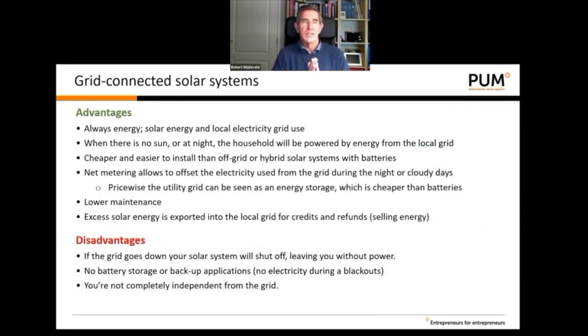So grid-connected solar systems, the advantages. You always have energy, solar energy and the energy from the local grid. When there is no sunshine or at night, the household will always be powered from the energy from the grid. It is cheaper and easier to install than off-grid or hybrid solar systems with batteries. Net metering allows you to offset the electricity used from the grid during night or cloudy days. So price-wise, the utility grid can be seen as an energy storage, which is basically cheaper than batteries.